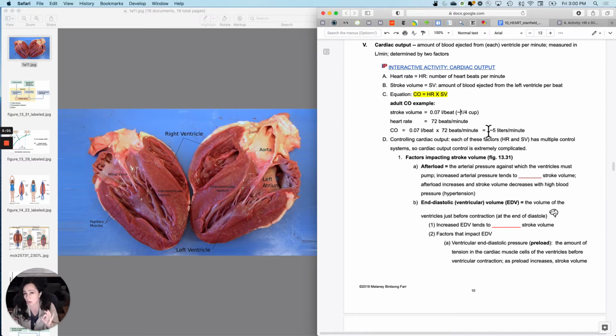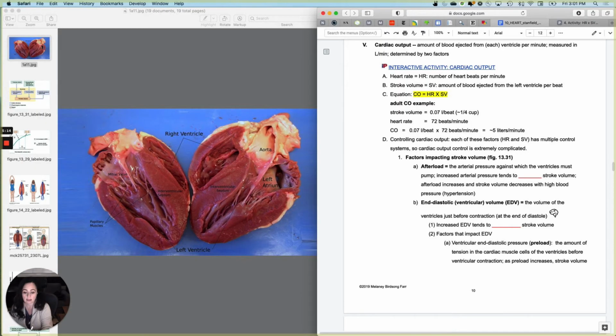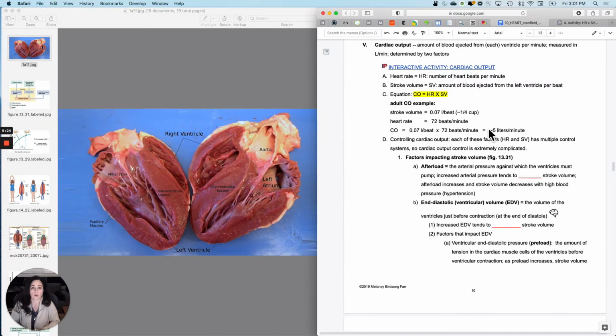and then stroke volume. And the stroke volume is how much blood leaves the ventricle per squirt. So this should make sense to you, right? Cardiac output right here is heart rate times stroke volume. Okay, that's your cardiac output. And so let's talk about that and think about that for just a second. The number of heartbeats per minute.